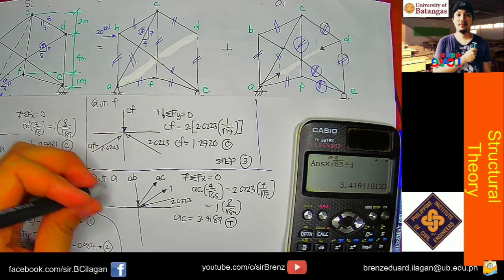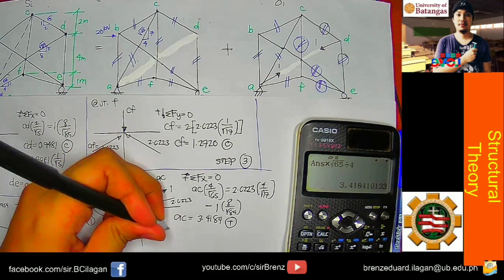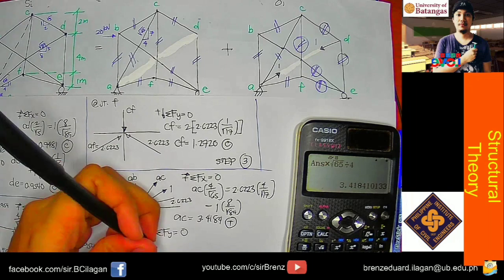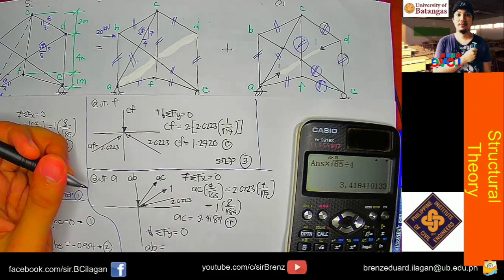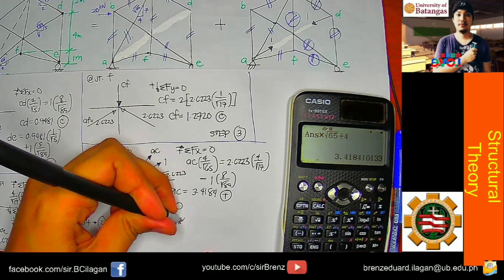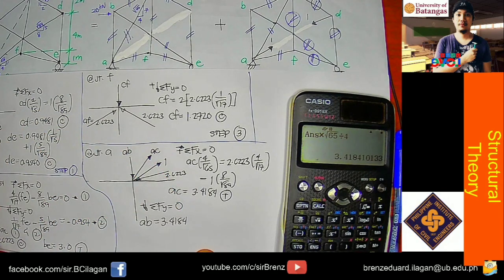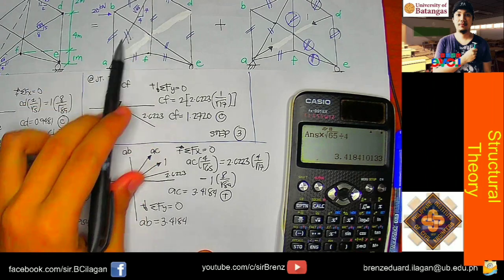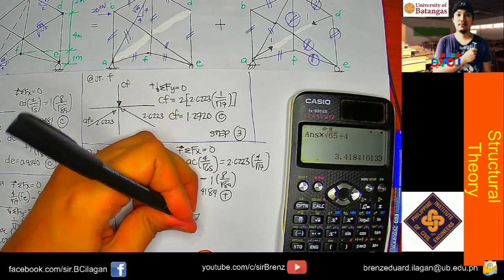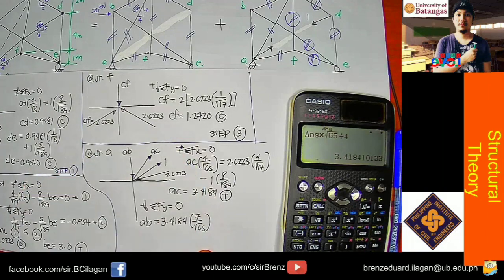we take the summation of forces y. Assuming downward direction as positive, take summation of forces y equals to 0. So the equation will be AB equals AC times... 3.4184. So AC, what was AC again? This one, so times 7 over square root of 65.